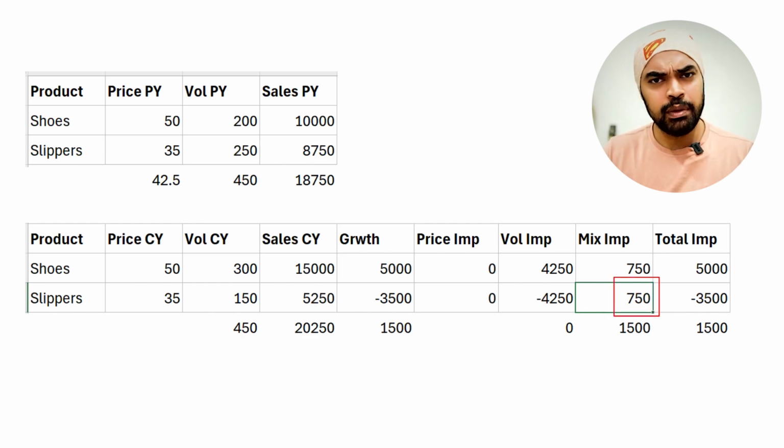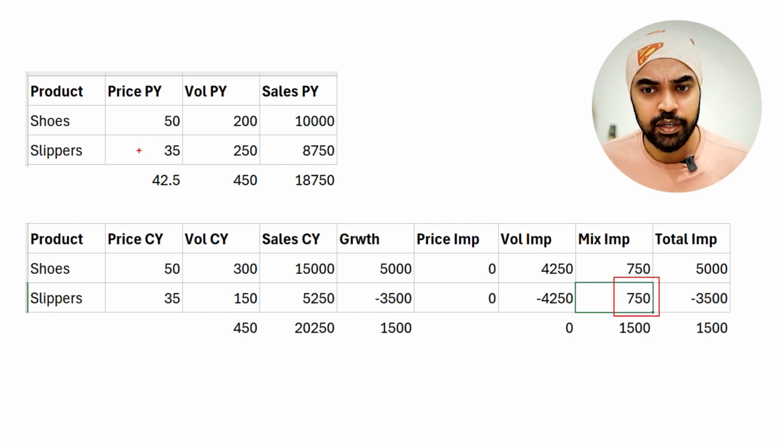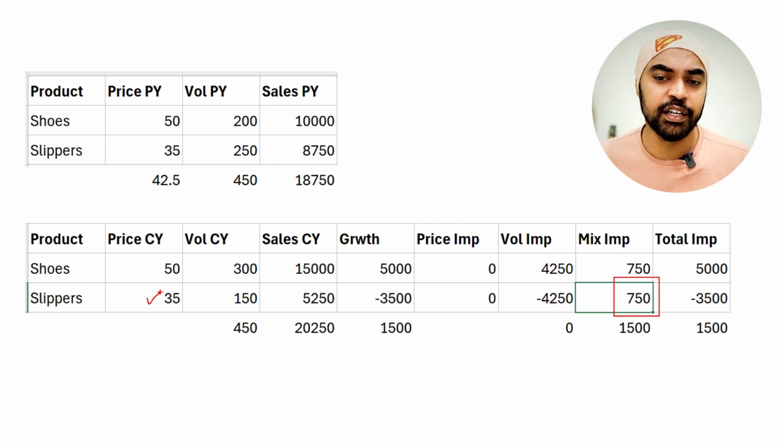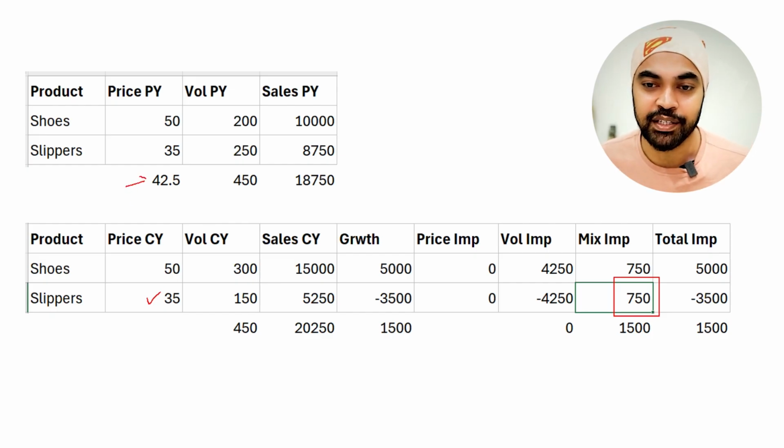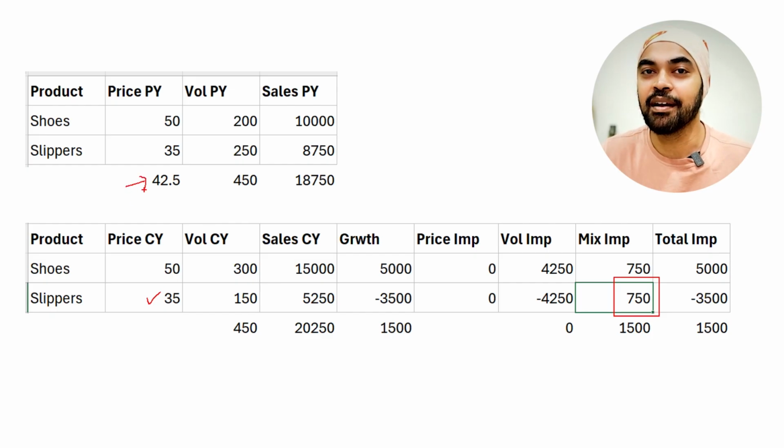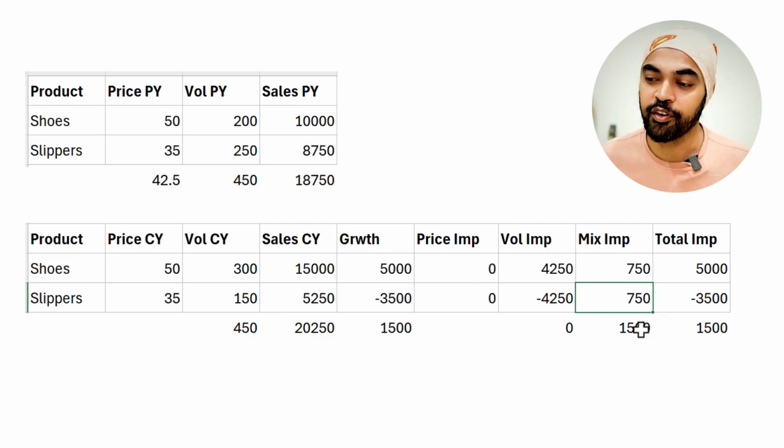Now, why would we make 750 extra? Because slippers, if you take a look right here, is 35 bucks, which is cheaper as compared to the average pricing of the last year. And we have sold lesser number of that. So we sold more expensive product. Hence, we got the gain of 1500.